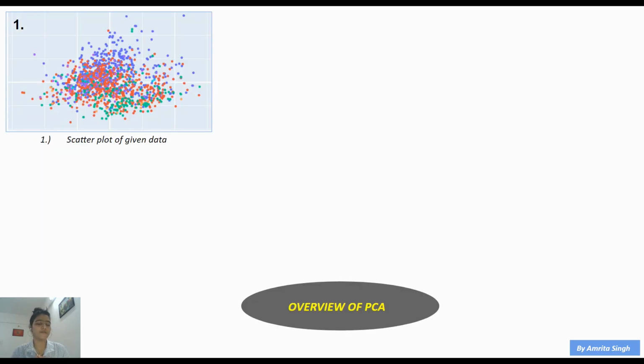Okay, so now we'll see what PCA does to a dataset through some visuals. Suppose we have a dataset and this is the scatter plot of the same.